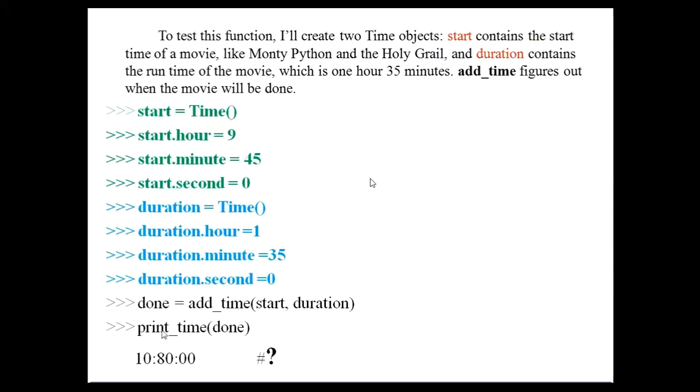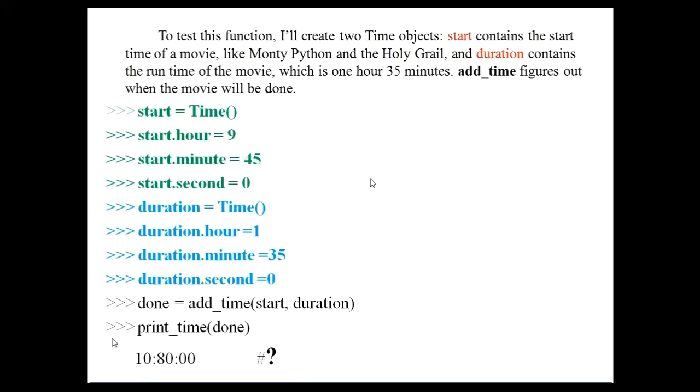After that we are calling one more function, that is print time. This print time displays the object attribute values. As a result of this we have got the output as 10:80.